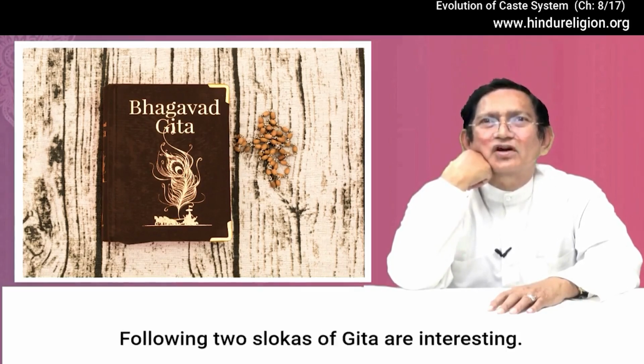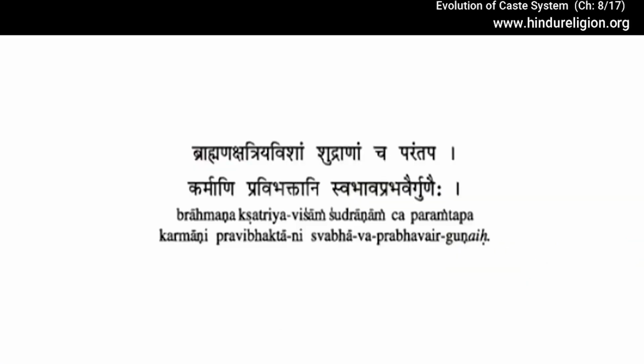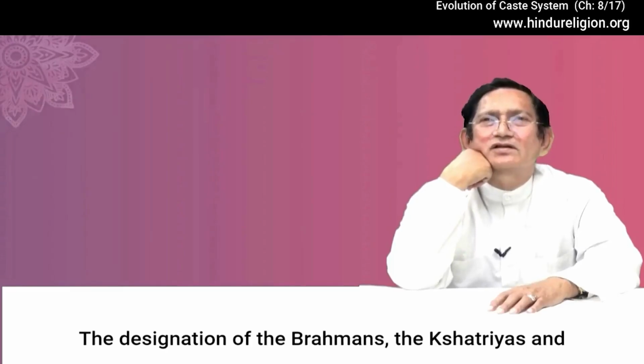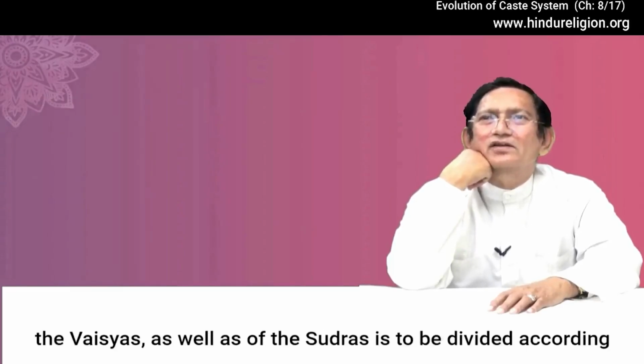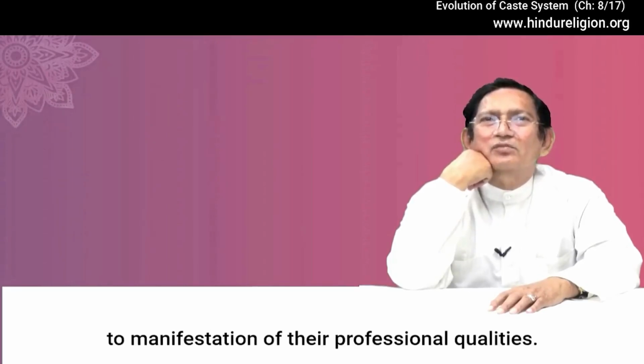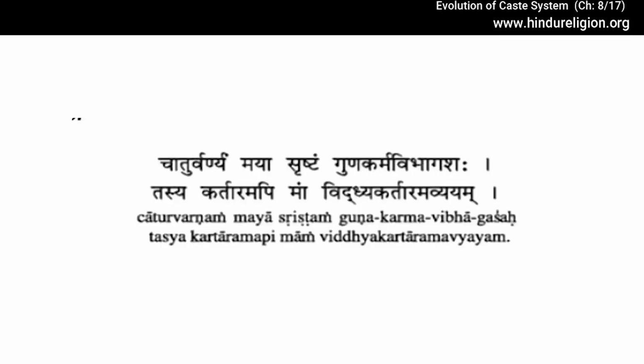Following two slokas of Gita are interesting. Brahmano Kshatriya Vishang Shudranang cha Parantapa Karmani Pravibhoktani Shabhava Prabha Vairgunoi. Designation of the Brahmins, the Kshatriyas and the Vaishyas as well as of the Shudras is to be divided according to manifestation of their professional qualities.